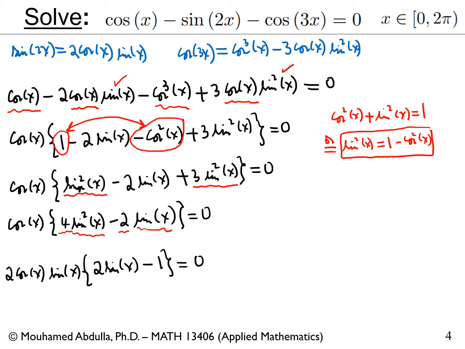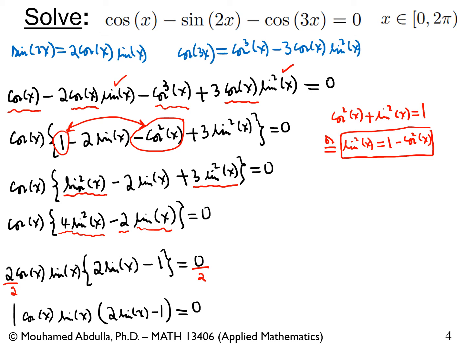I could divide by 2 on both sides. So let's just divide by 2 so we get rid of it. 2 is just a constant. Everything else I cannot divide by, but 2 is a constant, that's a scalar, so I could divide by that. So let's get rid of it. So now the expression that I need to focus on is simply cosine of x, sine of x, and 2 sine of x minus 1 equals 0.